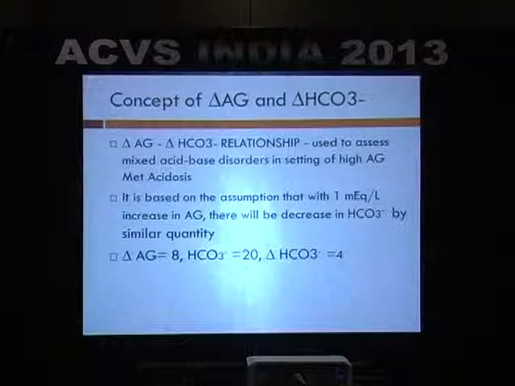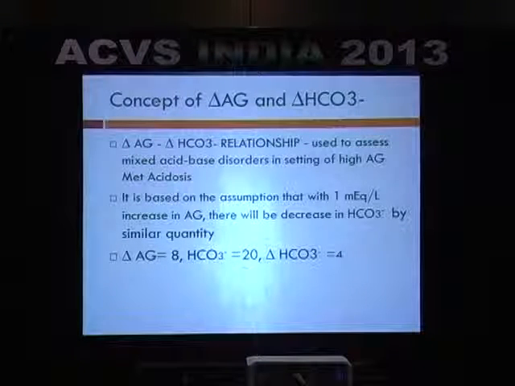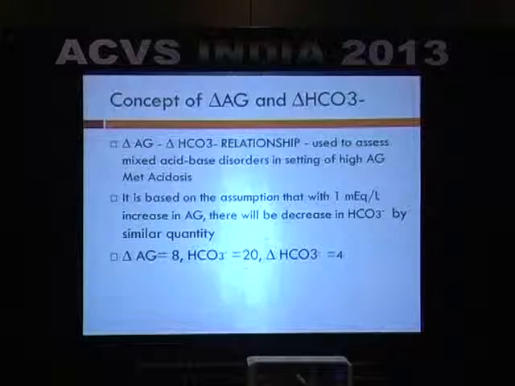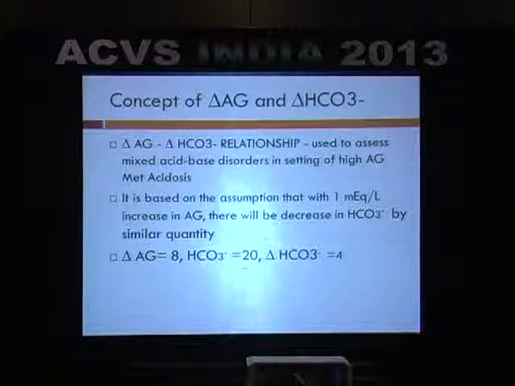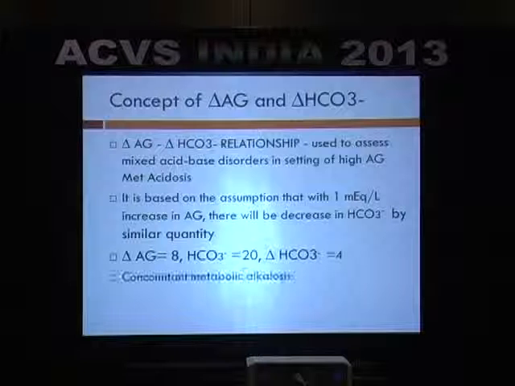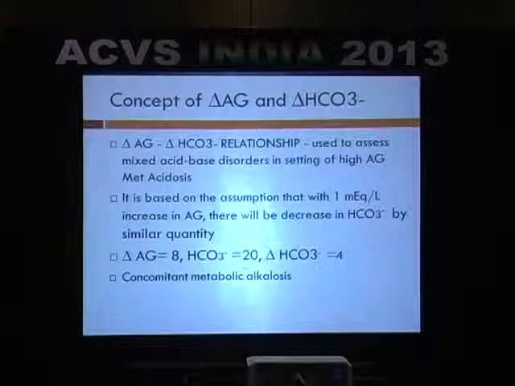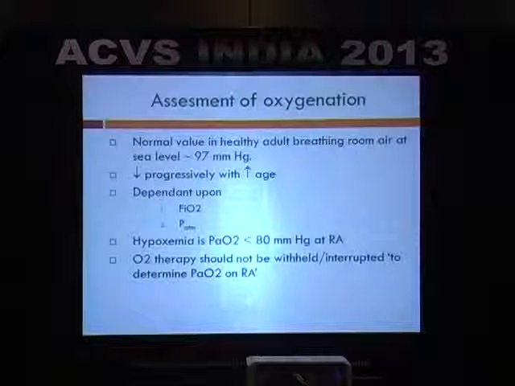But this patient's bicarbonate was 20. It has decreased from 24 to 20, meaning to say that it has decreased by only 4 millimoles per liter. So he had concomitant metabolic alkalosis, which has prevented his bicarbonate from coming down. So this delta anion gap and delta bicarbonate concept gives us information regarding the mixed acid-base disorders.